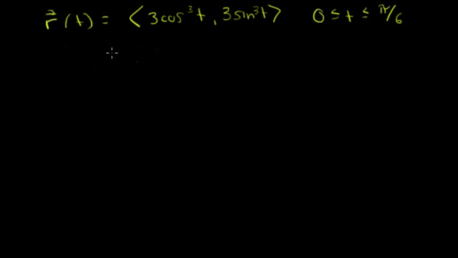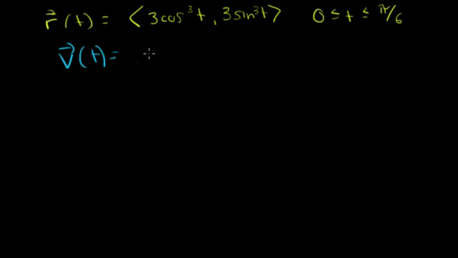Okay. What we're going to do in this video is, we're given this position vector r, and we're given both of its components. We're going to find the length of the curve from 0 to pi over 6. Now, in order to find the length, what we first have to do is take the derivative. So we have to find the derivative of this vector.